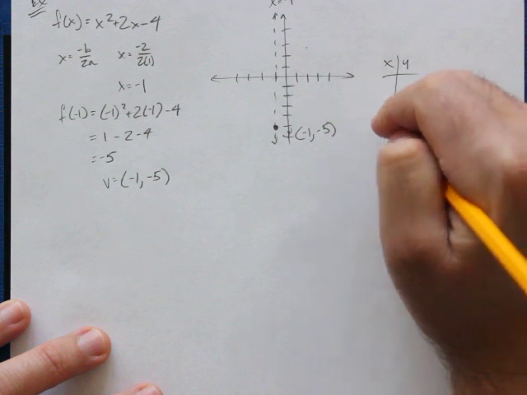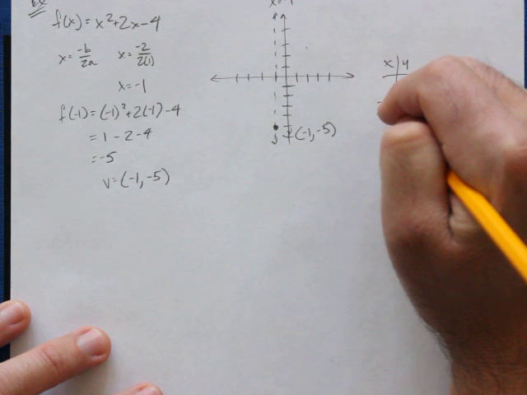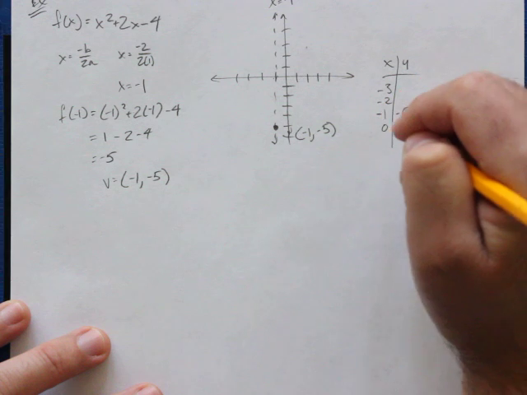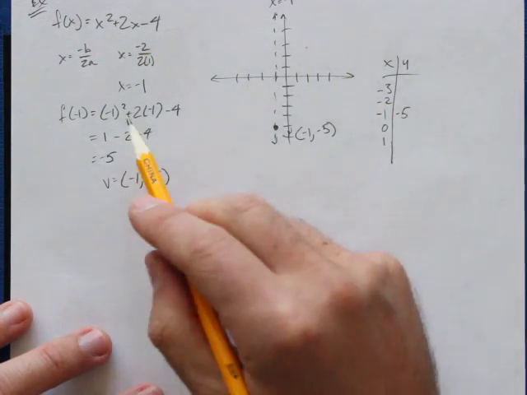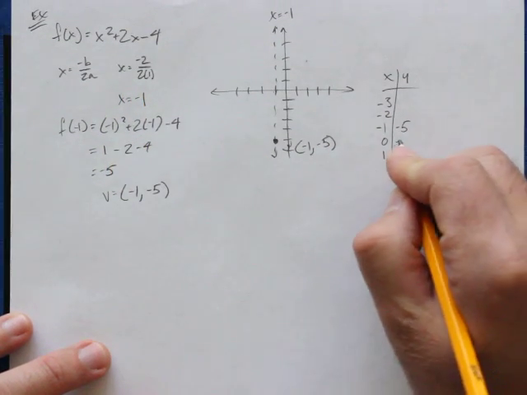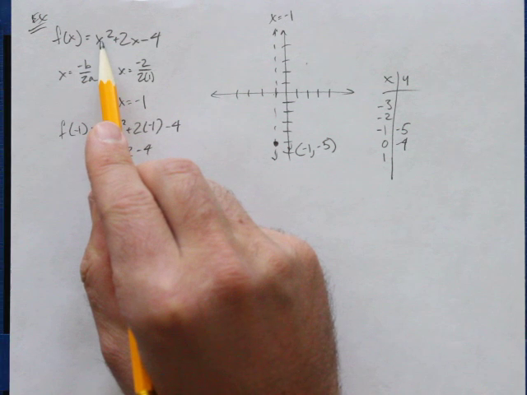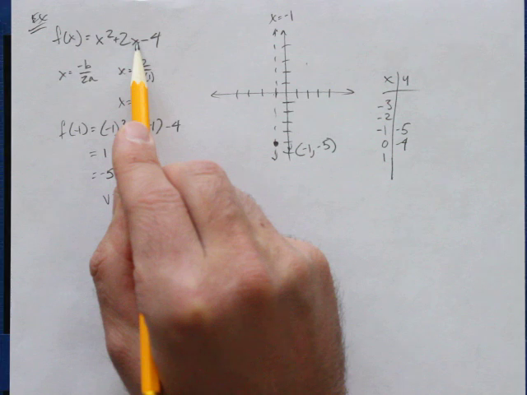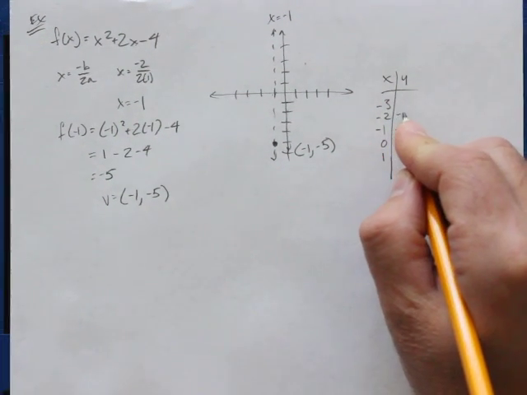Negative 1, negative 5. I'm going to pick two values that are less than negative 1 and two values that are greater than negative 1. Plug 0 back in first because that's the easiest, negative 4. Plug 1 in. So 1 plus 2 is 3, minus 4 is negative.